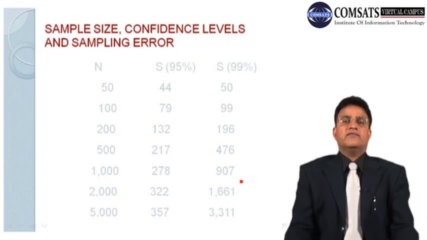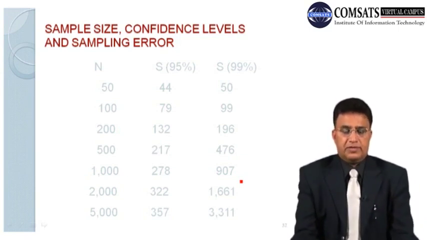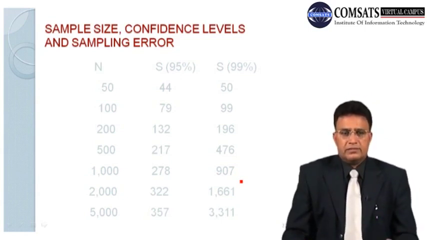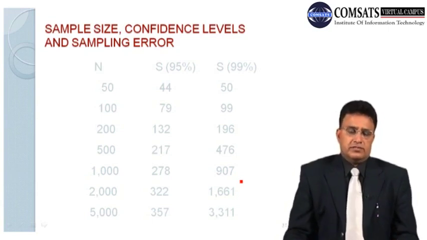In the same way, if the total number is 500, with 95% accuracy, sample would be 217. And with 99% accuracy, the sample required would be 476. Then goes into 1,000. If it is 1,000, the sample with 95% accuracy would be 278, and with 99% it should be 907.